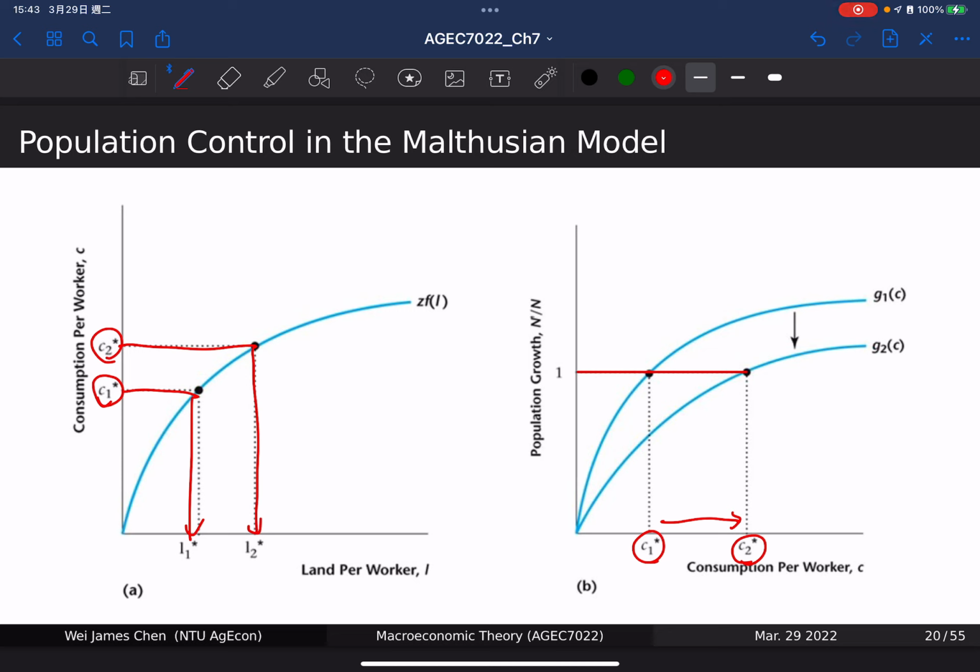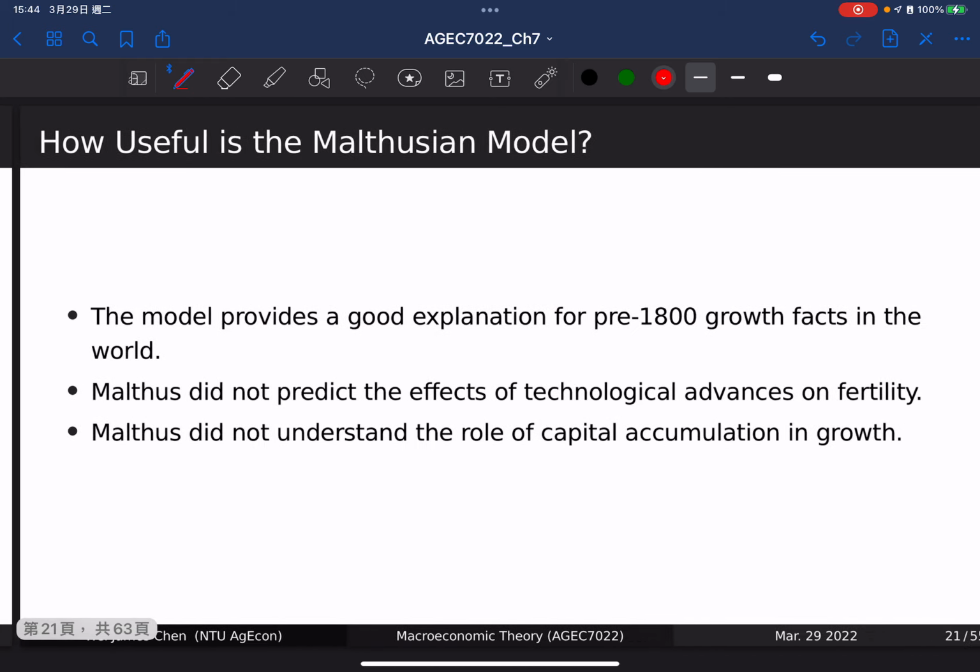Okay, I actually said something wrong before. I just realized, it's not how many people on one land. It's how much land per worker can use. So it's land divided by the number of workers. So right now, why is there better consumption? Basically, each person gets more land for his own production. Okay?